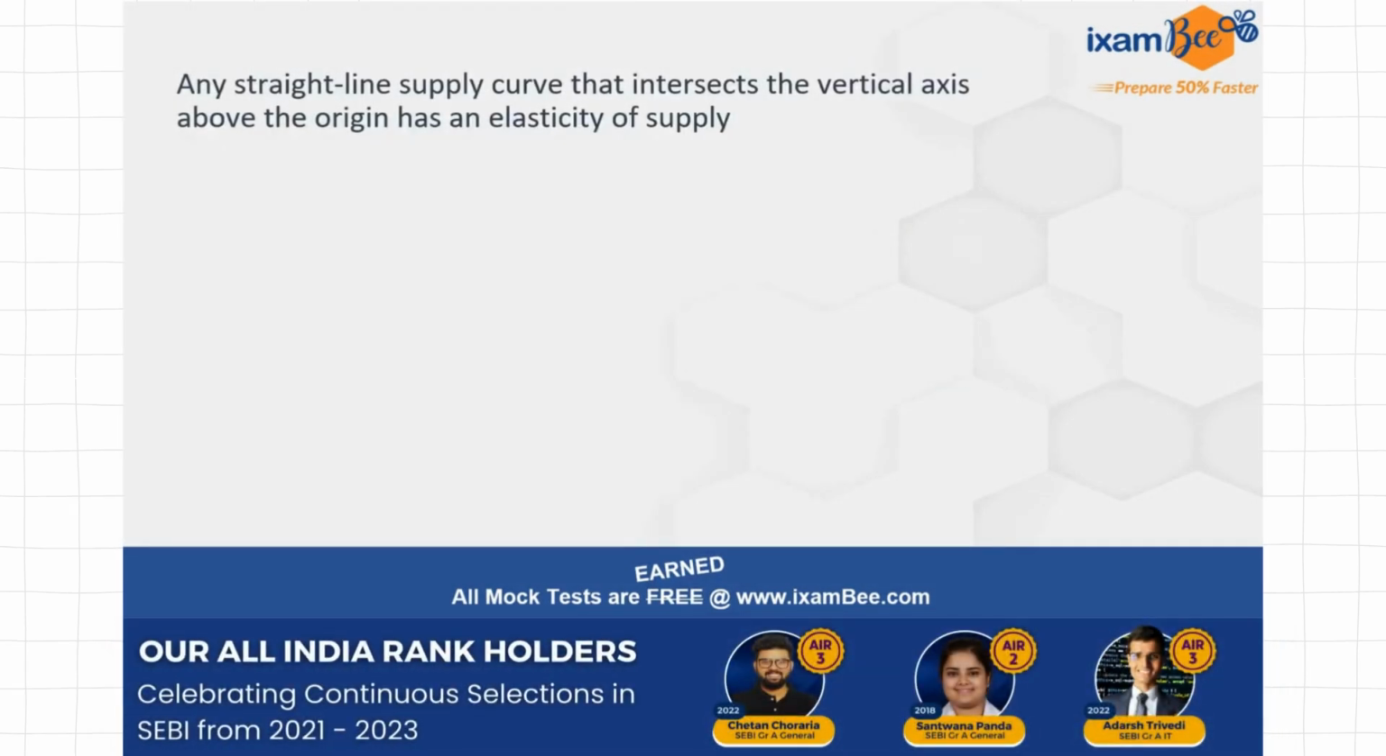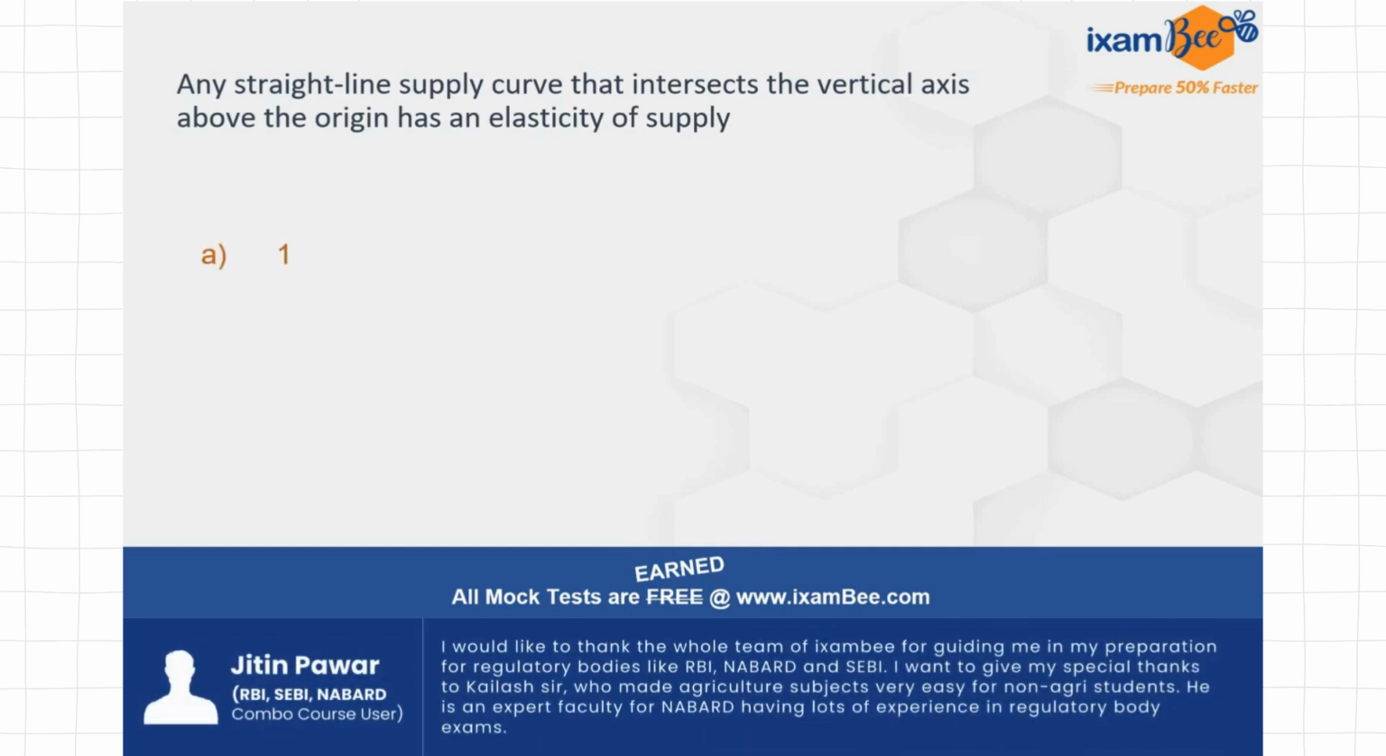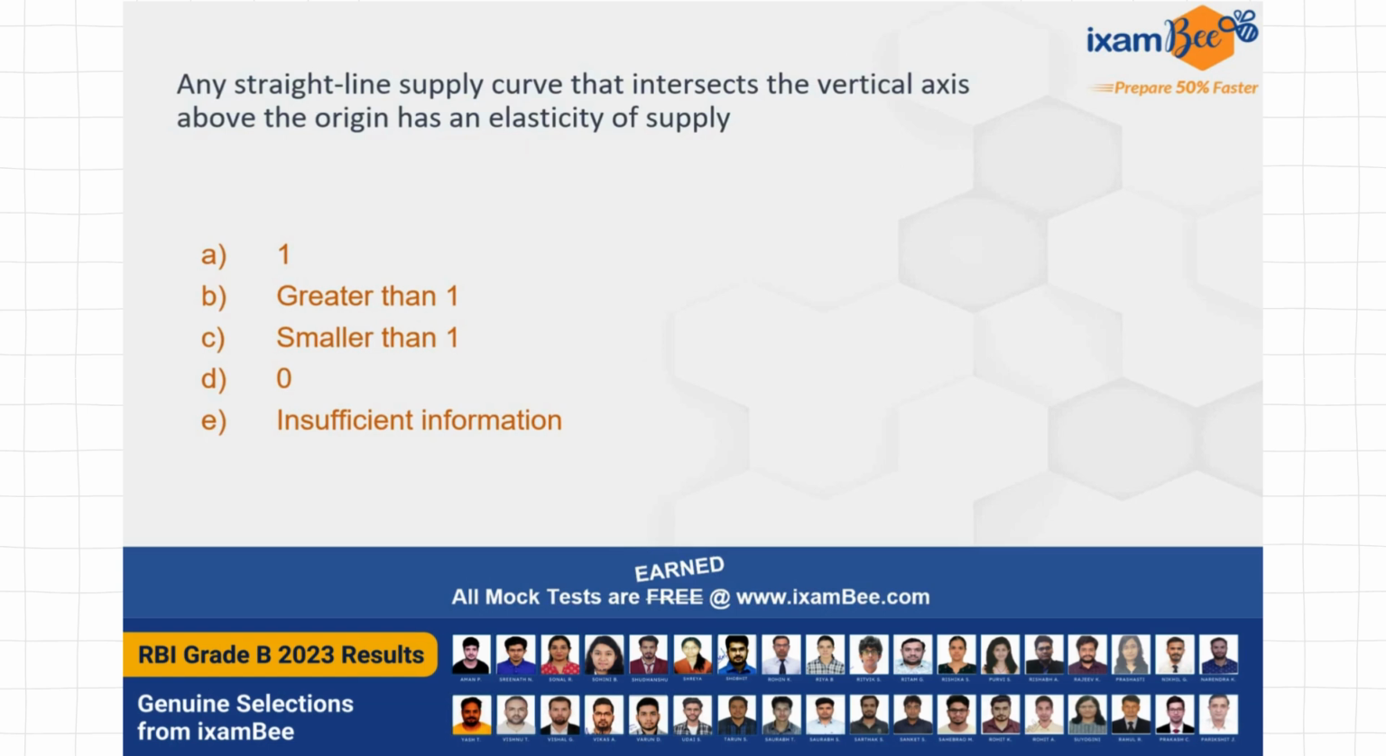Here the question on my screen is: any straight line supply curve that intersects the vertical axis above the origin has an elasticity of supply equal to 1, greater than 1, less than 1, 0, or there is insufficient information to answer this question. If you know how to solve such questions, pause it. You should also know the proof of why it should hold and then come back to the video.